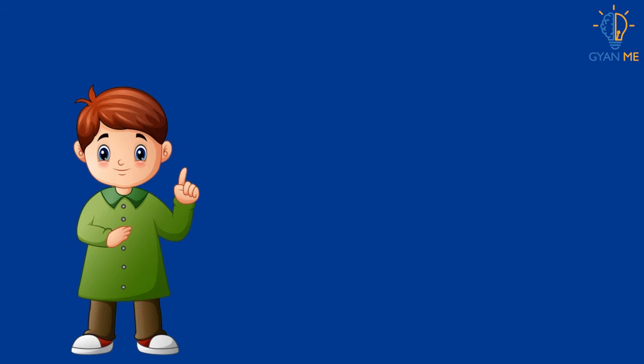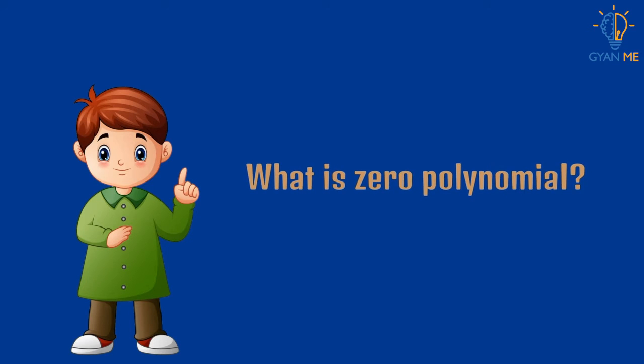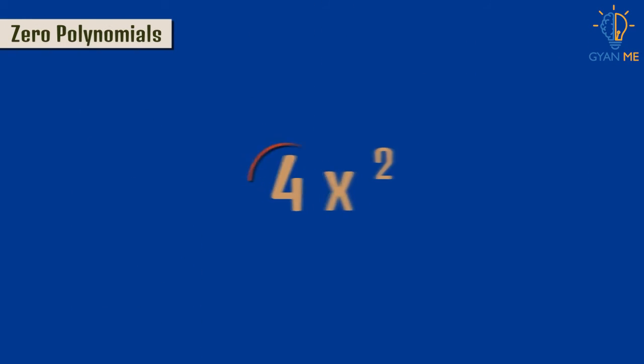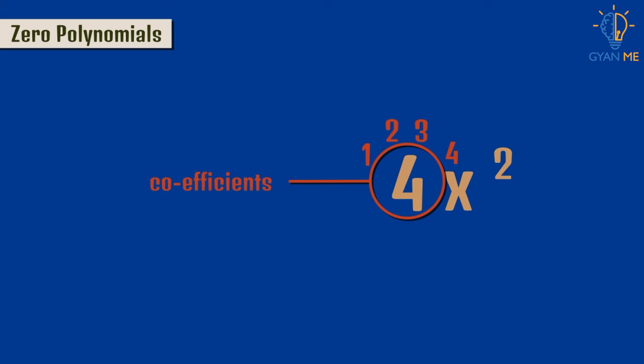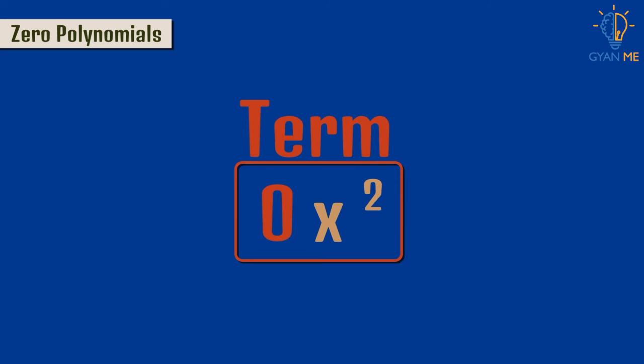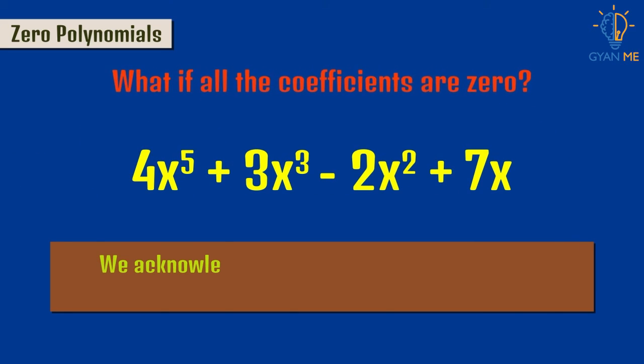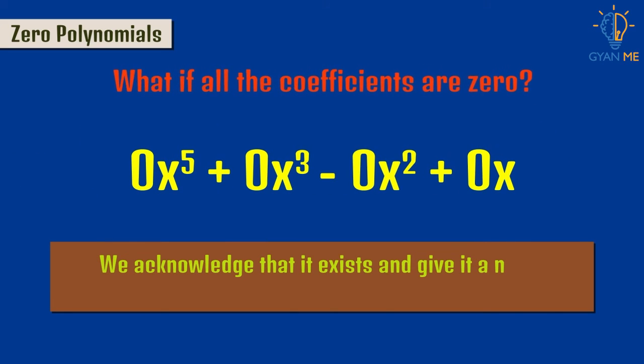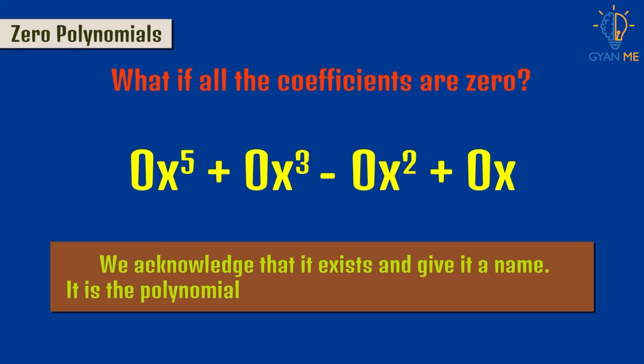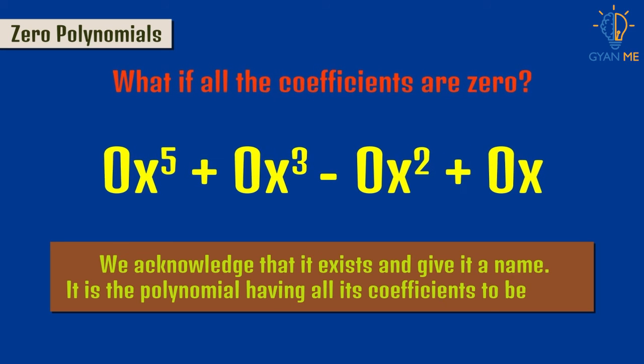Now students, have you heard something like a zero polynomial? We have said that coefficients can be any real number. But what if the coefficient is 0? Well, that term becomes 0, so we won't write it. What if all the coefficients of a given expression are 0? We acknowledge that it still exists and give it a name. Thus, it will be a polynomial having all its coefficients equal to 0.